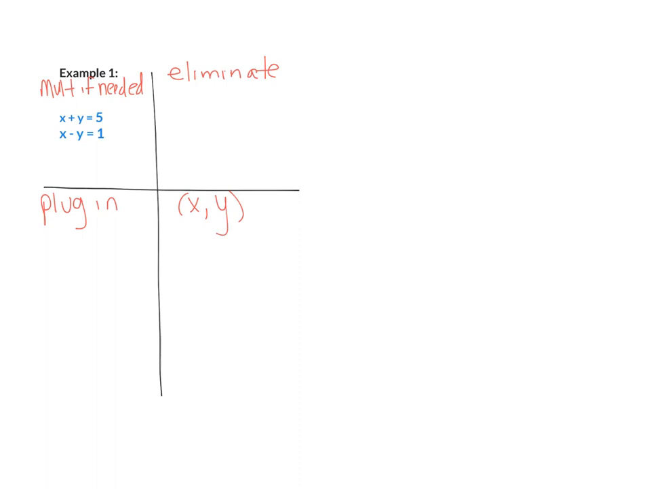So I'm going to go ahead and rewrite my problem in step number 2, which is to eliminate. So I have x plus y equals 5 and x minus y equals 1. So I'm going to go ahead and add. I have x plus x will give me 2x. I have y minus y will cancel out. That's why we eliminate. I have 5 plus 1 will give me 6. I'm going to go ahead and divide both sides by 2.